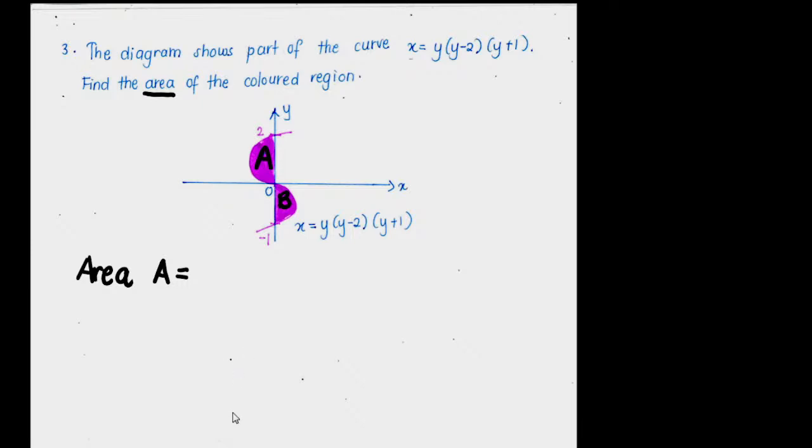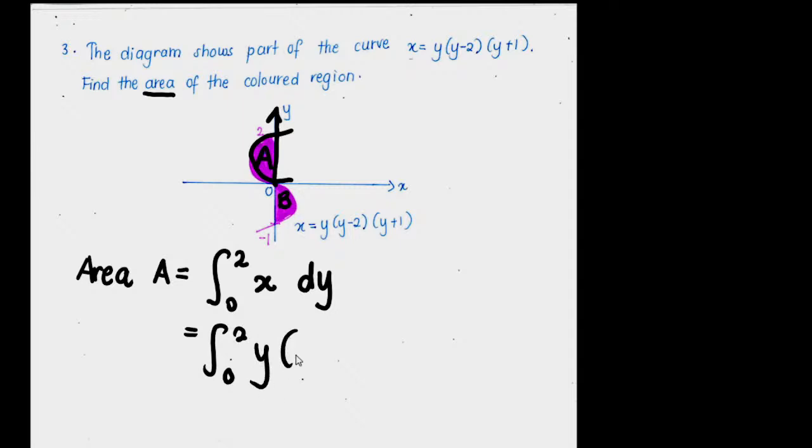Okay, let's see. Area for A. Okay, this is your y-axis, right? Okay, first of all, let's just focus on this part only, yeah. This part only for the curve. Okay, this limit is from 0 to 2, and because y exists, I write dy at the back. In the middle here will be x. All right. Now, what is my x? Okay, so we substitute this x. Okay, so 0 to 2, y minus 2, y plus 1, dy.